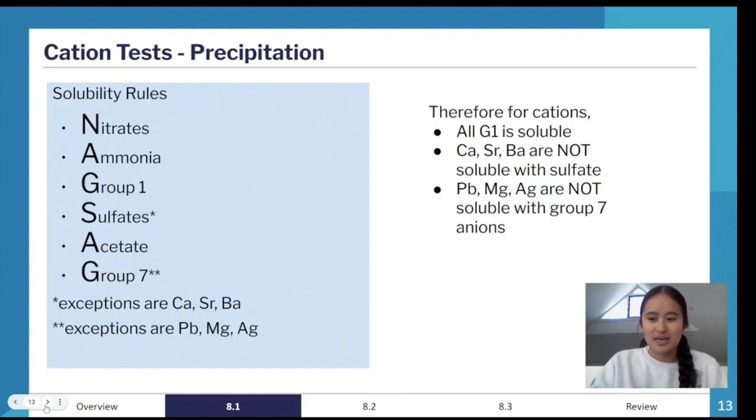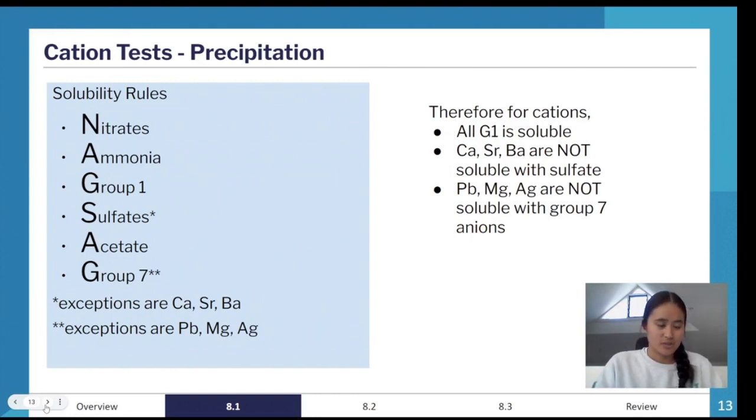For precipitation, you need to know your solubility rules. Solubility rules come up everywhere in a whole bunch of questions, so it's very important that you know them. How I remember them, and how I think a lot of schools teach you to remember them, is NAGSAG. NAGSAG is for nitrates, ammonia, group 1, sulfates, acetates, and group 7.